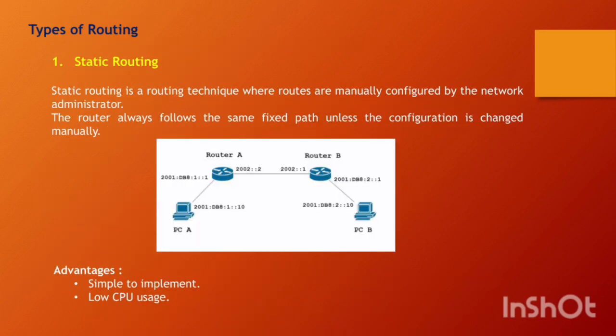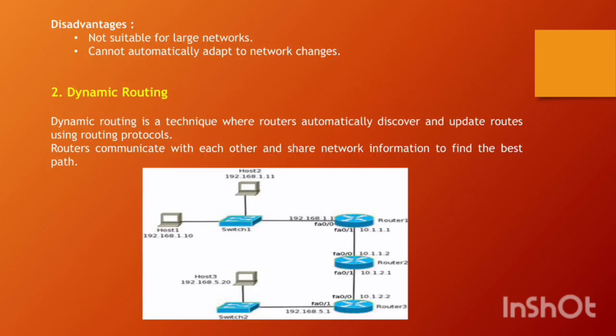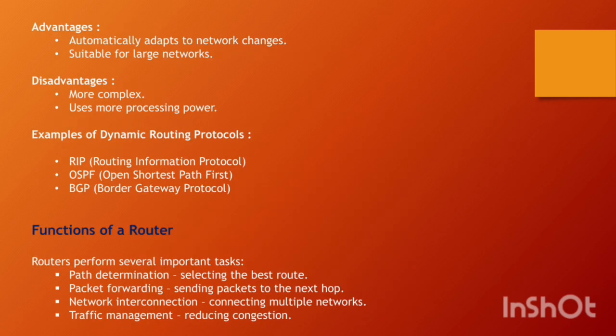There are two main types of routing: static routing and dynamic routing. In static routing, routes are manually configured by a network administrator. In dynamic routing, routers automatically discover and update routes using routing protocols such as RIP, OSPF, and BGP. Dynamic routing is mainly used in large and complex networks.